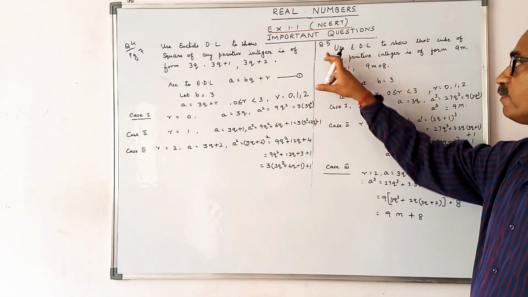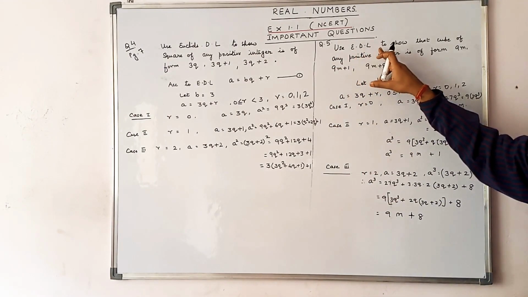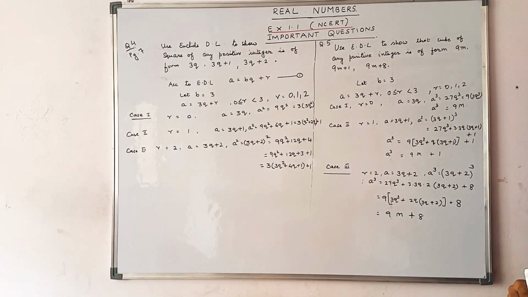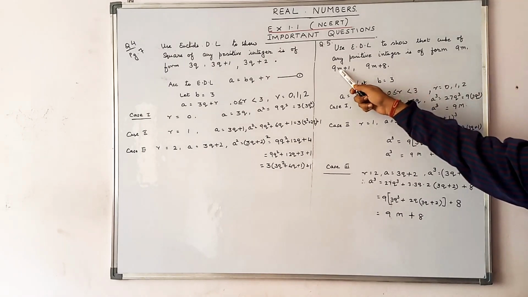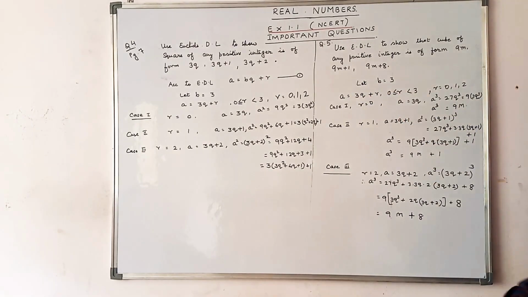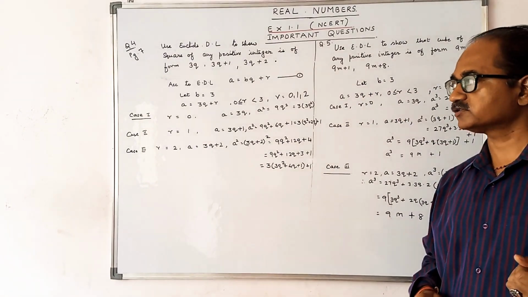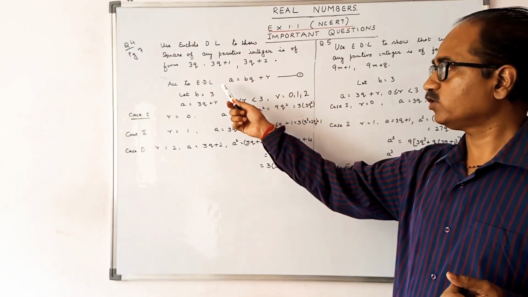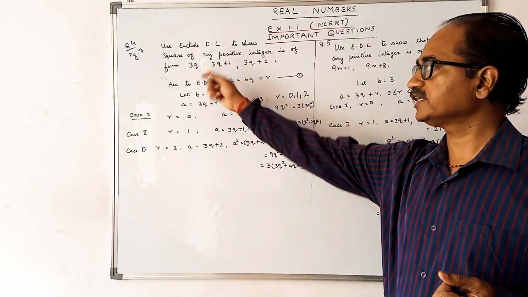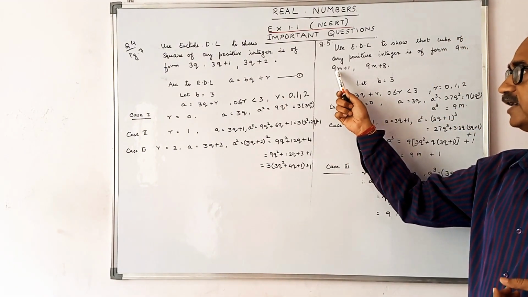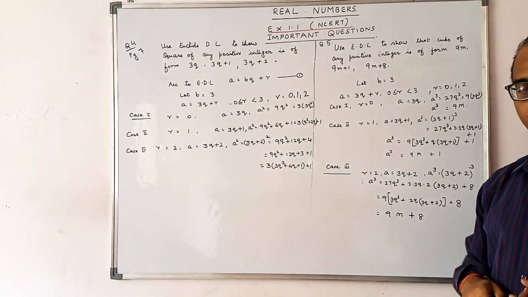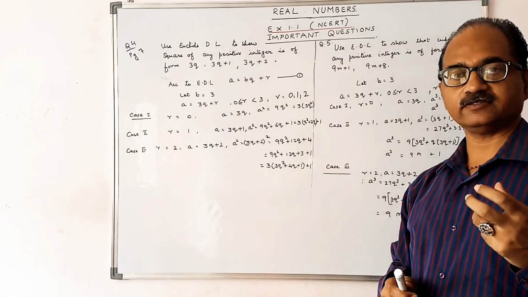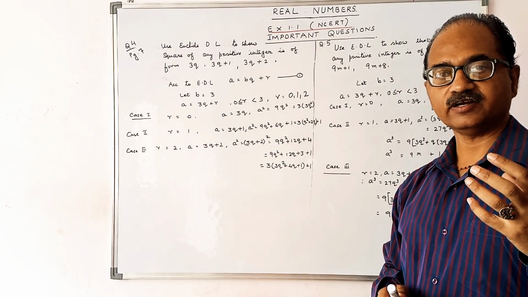Question number 5. Use Euclid's division lemma to show that the cube of any positive integer is of the form 9m or 9m plus 1 or 9m plus 8. Now let's see in this question. In the previous question we had b equal to 3. But here, applying the same way, b is equal to 9. And if b is equal to 9, that means r shall be from 0 to 8. There will be 9 cases.